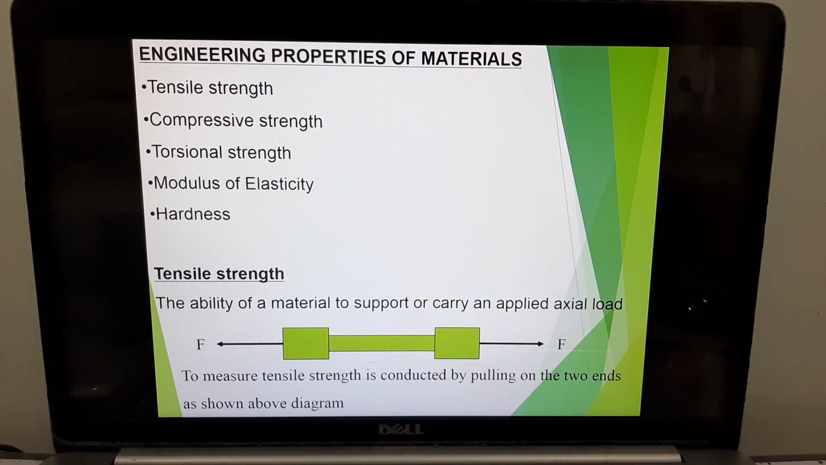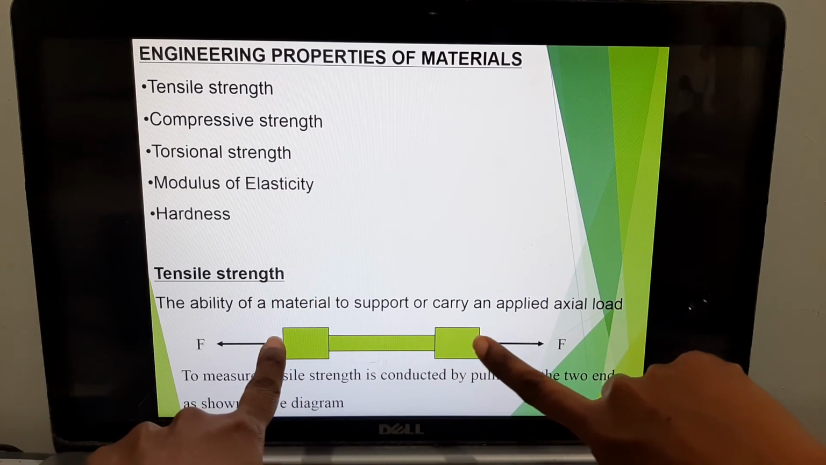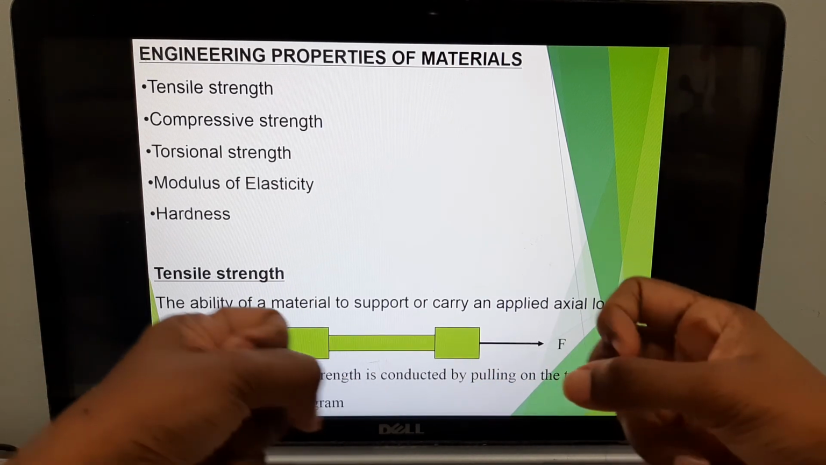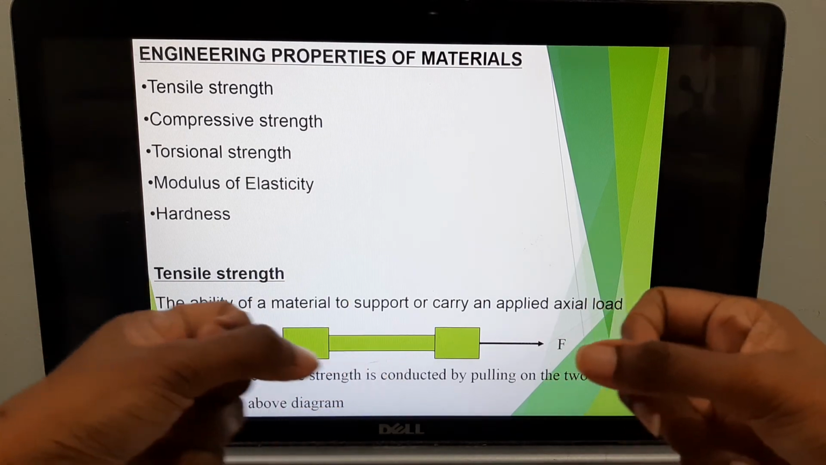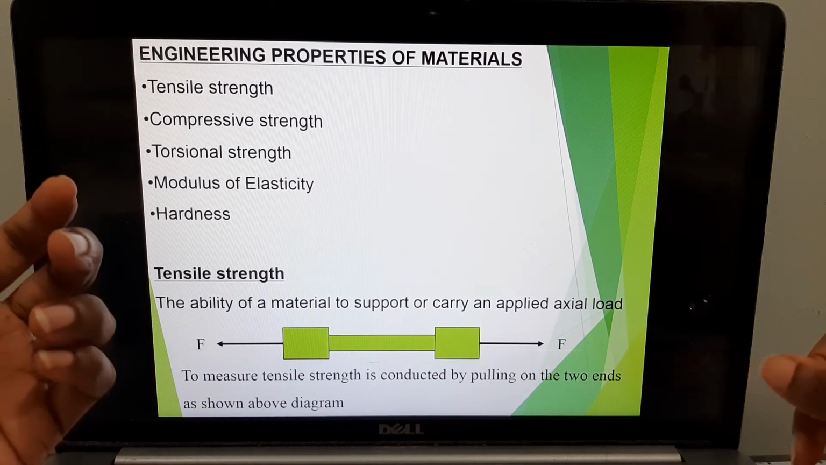So let's look at the engineering properties of material. You have tensile strength, compressive strength, torsional strength, modulus of elasticity, hardness, density, fracture toughness. There are so many. So let's look at some of it. Okay, so what is tensile strength? Tensile strength is the ability of a material to support or carry an axial applied load. So when you apply load from both sides in the opposite direction, you stretch the material. When you are stretching the material, that is tensile strength.